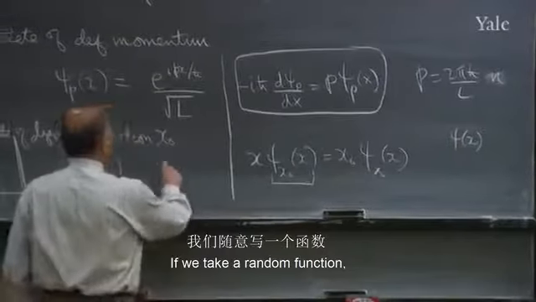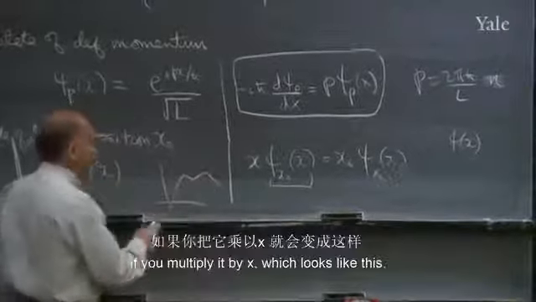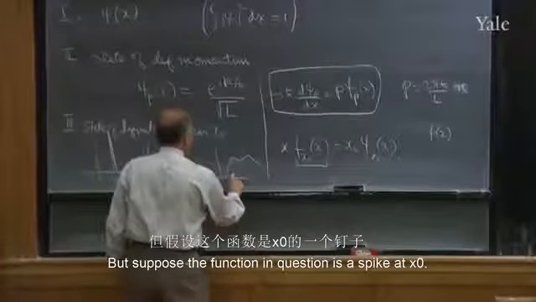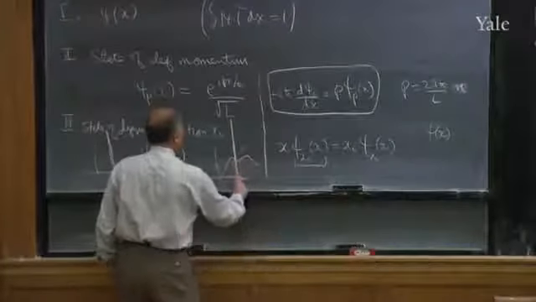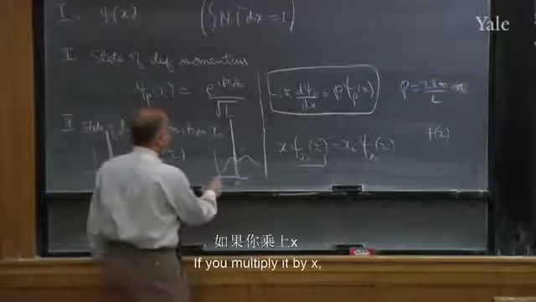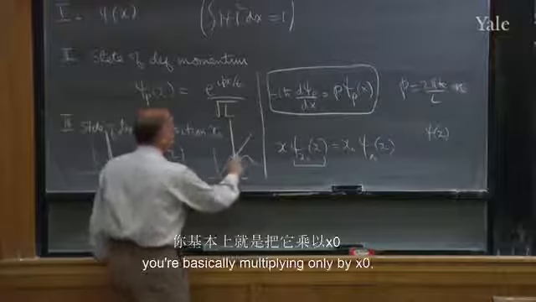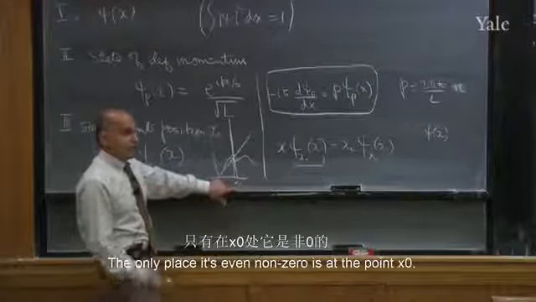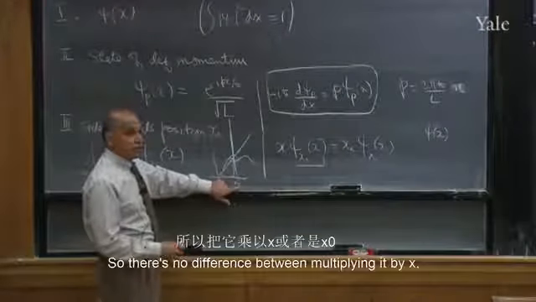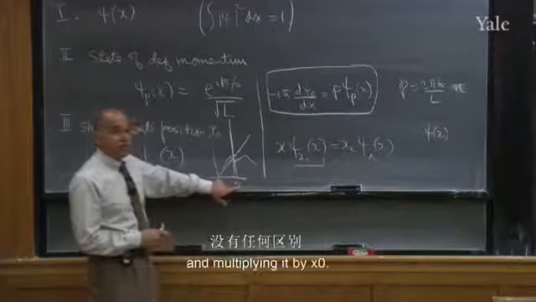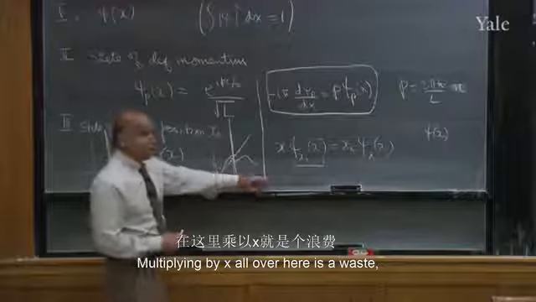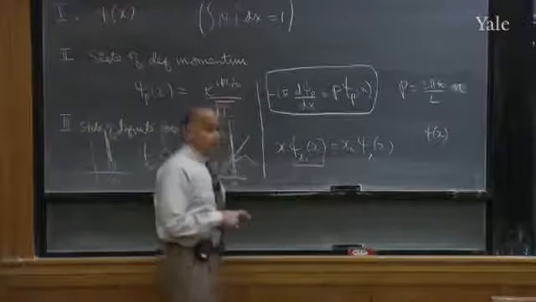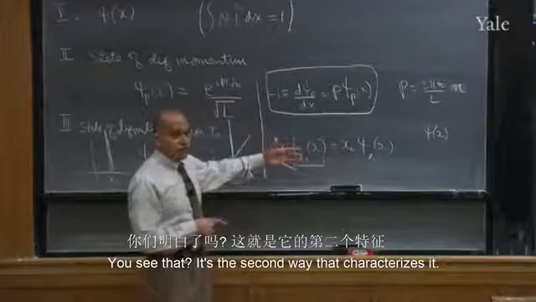Let us see why. If you take a random function and multiply it by x, which looks like this, it'll get taller and taller as you go to the right. But suppose the function in question is a spike at x naught. If you multiply it by x, you're basically multiplying only by x naught, because it has a life only at x naught. It doesn't exist anywhere else. The only place it's even non-zero is at the point x naught. So there's no difference between multiplying it by x and multiplying it by x naught. Multiplying it by x everywhere else is a waste because the function is 0 there. That's why for that spike function, this is actually true. So you see that? It's the second way to characterize the spike.